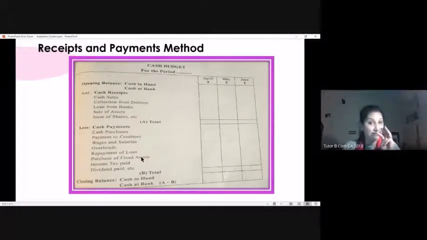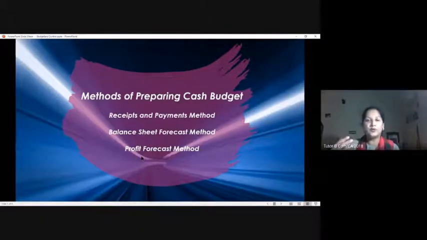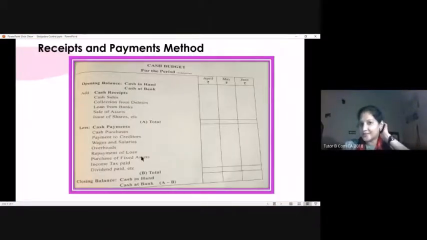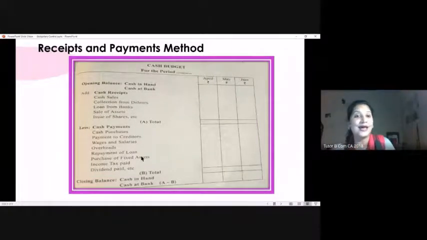There are broadly three methods, which I already said. The first method is the receipts and payments method. The second is the balance sheet forecast method, where you consider the items as they appear in a balance sheet. And the third is the profit forecast method, which is similar but slightly different in its methodological treatment. Then we talked about the receipts and payments method. Here, as you can see in the format, the first part takes care of all our receipts. It starts with the opening balance, and the second part takes care of the payments.